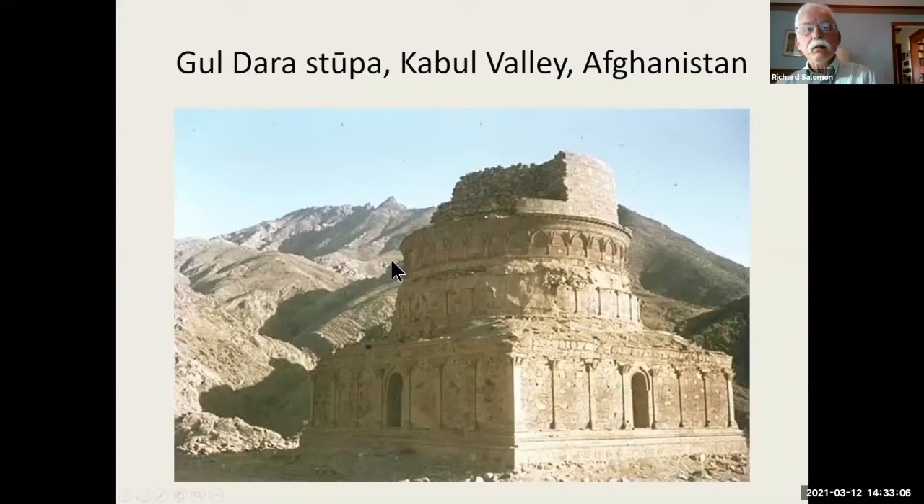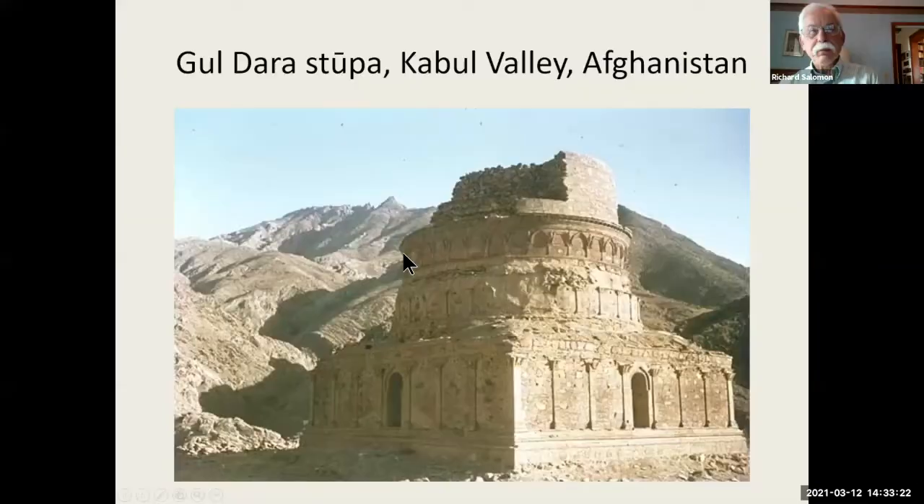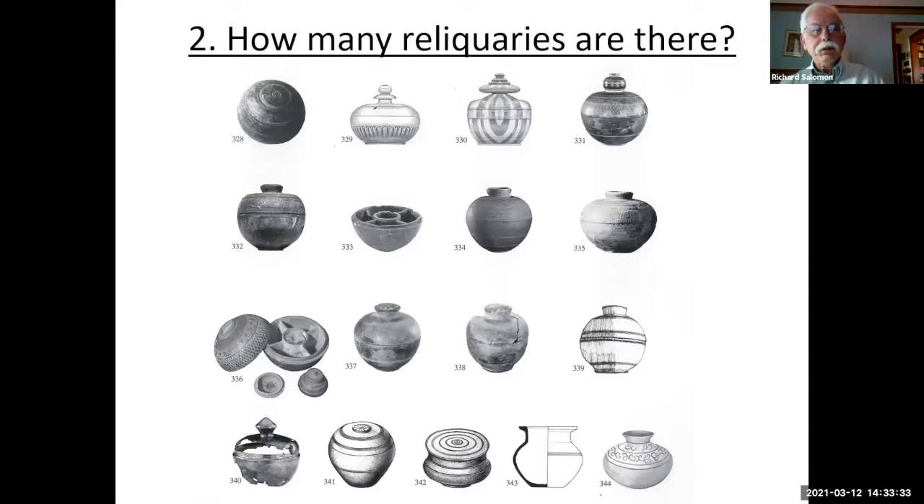Unfortunately, in many cases, we don't know exactly where they came from. So many of these things appear on the antiquities market with vague or untrue provenances and no real information. That's the occupational hazard in Gandharan studies. So second question, how many reliquaries are there? There are approximately 400, just slightly over 400 reliquaries of this type.